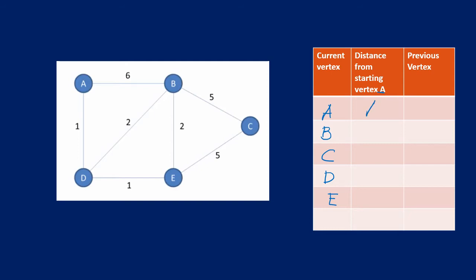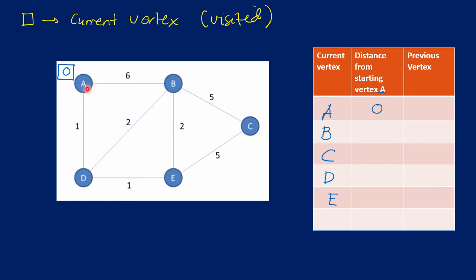Of course, the distance of A to itself is 0, right? So let me write that 0. When I write a box, that means that is my current vertex, meaning I have already visited it. Once we have visited a vertex, we now look at the vertices adjacent to it. In this case, that's B and D.